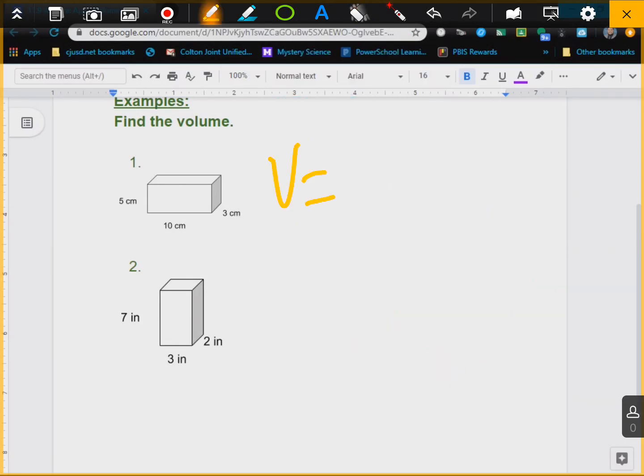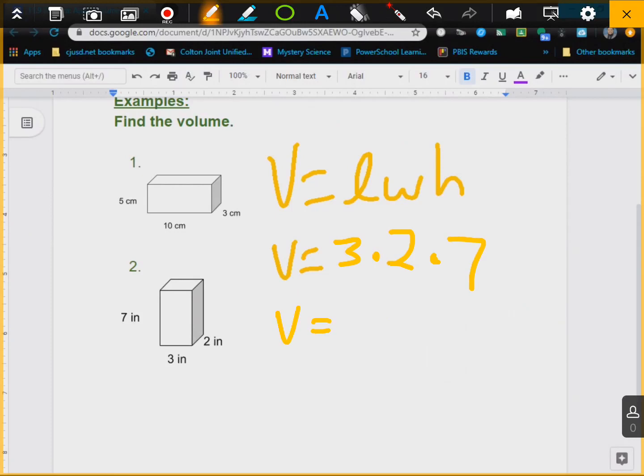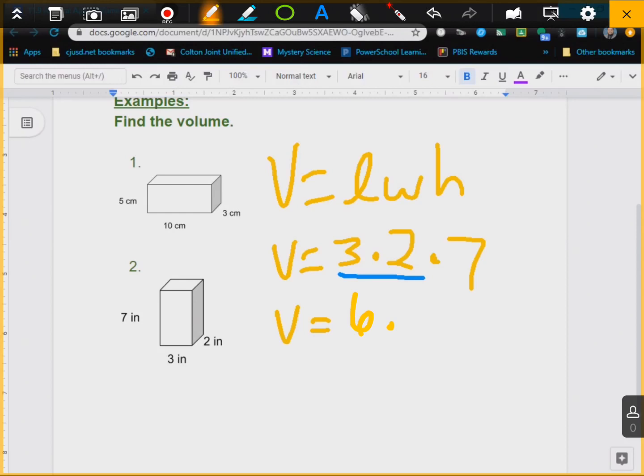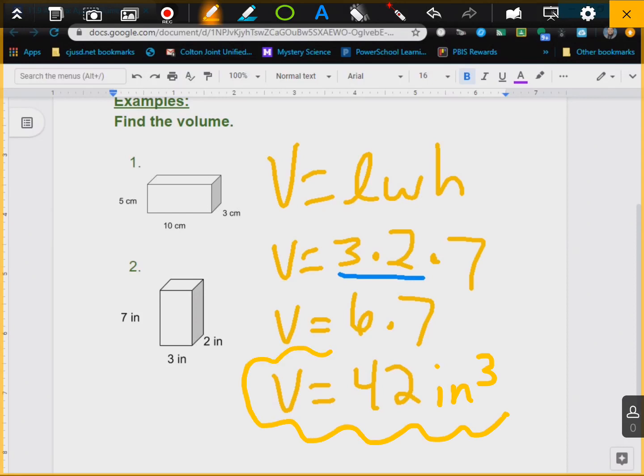Remember, volume equals length times width times height. Write that down every time you do this. Volume equals, the length is 3, the width is 2, and the height is 7. So I'm going to do 3 times 2 first, okay? Because I know 3 times 2 is 6, and then do 6 times 7. And I know 6 times 7 is 42. That's going to be 42 inches cubed, or cubic inches. And that's my final answer.